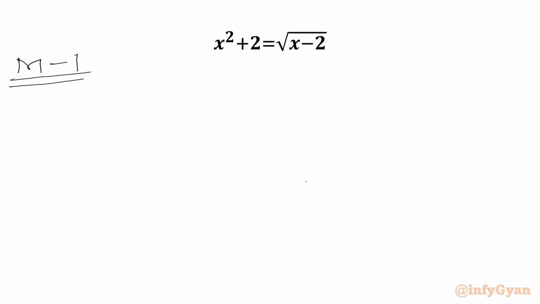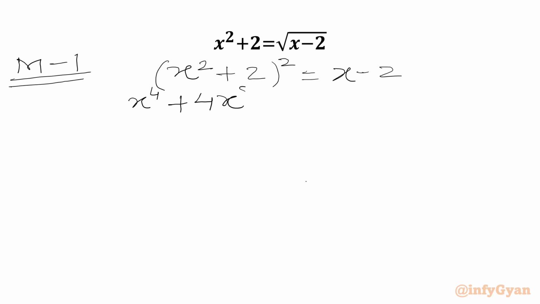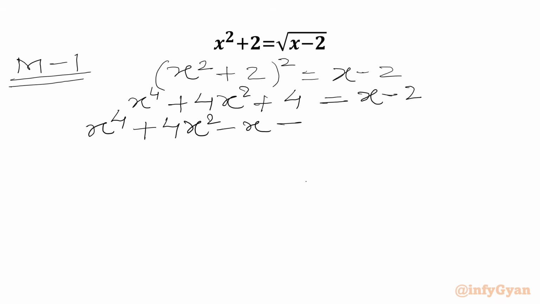We'll be squaring both sides and we can write (x square plus 2) whole square equal to x minus 2. Now we will use the (a plus b) whole square formula and we can write x power 4 plus 4x square plus 4 equal to x minus 2. Or we'll write one quartic equation: x power 4 plus 4x square minus x plus 6 equal to 0.